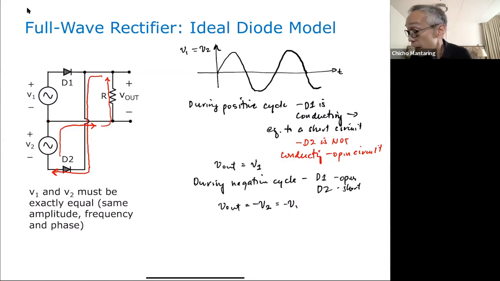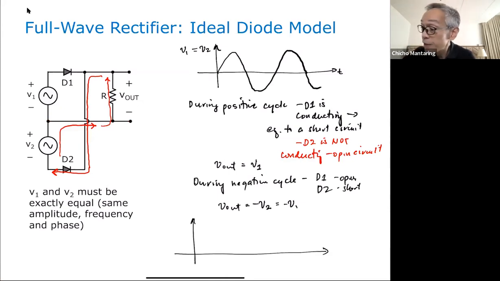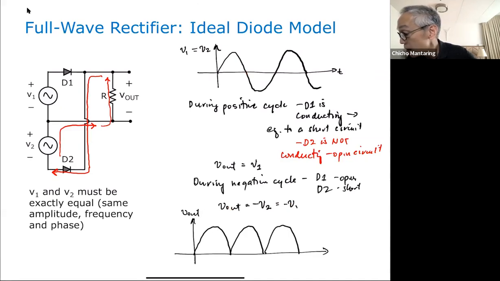So what will my output look like? During the positive cycle, my output will just be V out is equal to V1. During my negative cycle, V out is equal to negative V2, which is the same as negative V1. What is negative V1? Ganyan. So this is how my output will look like. And that's why you call it a full wave rectifier, no?